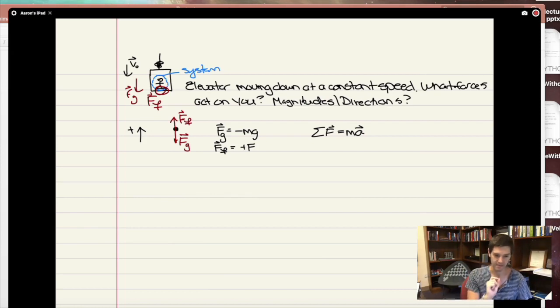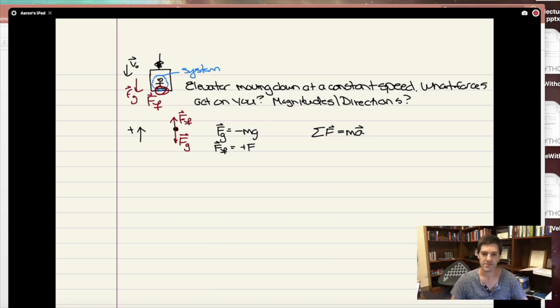But you are not touching the cable. You are only touching the floor of the elevator. So it's only the floor of the elevator that can exert a force on you, besides gravity. If that's not clear, rewind and think about that again. Forces require a point of contact. That was 2 lectures ago.